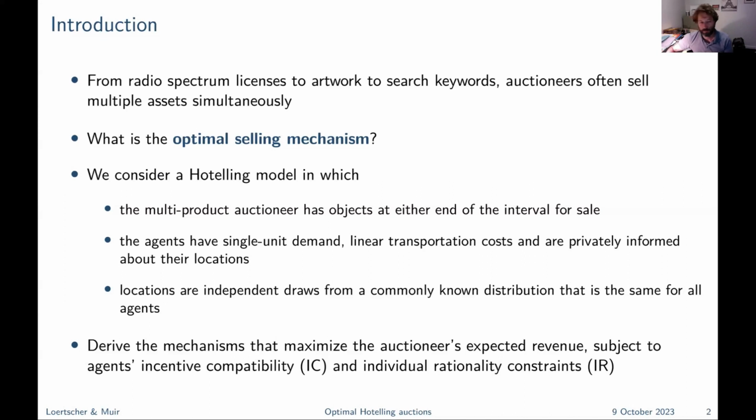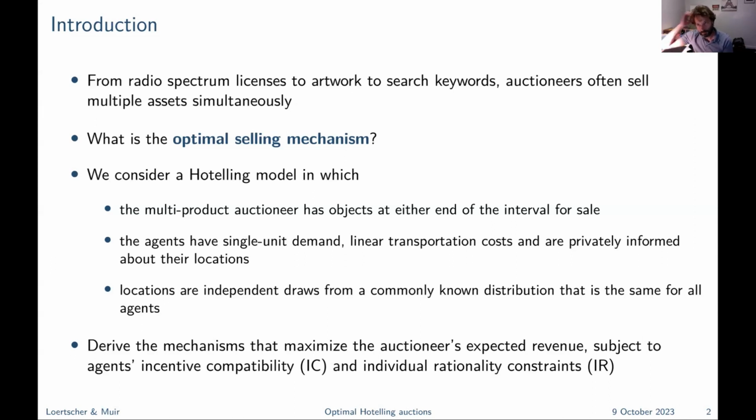And what we do in this paper is we consider the standard Hotelling model. Just bear in mind that we'll be looking at a single seller who owns objects on both ends of the line. So there's a multi-product auctioneer who has objects at 0 and objects at 1 for sale.